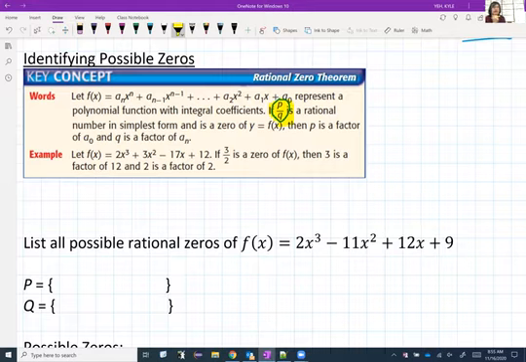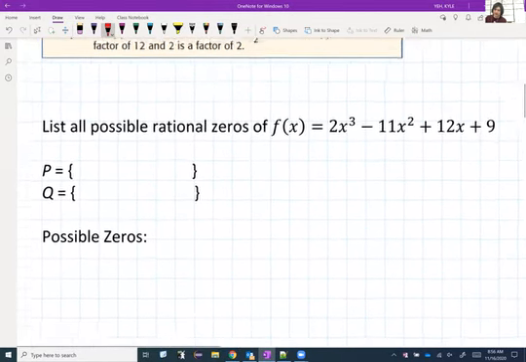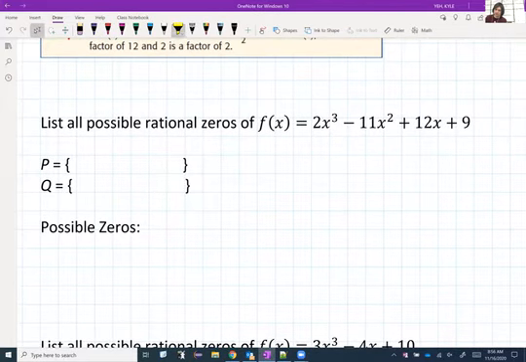It says that if there is a rational zero, rational meaning it can be expressed as a fraction, zero meaning solution, then there aren't an infinite number of possibilities as to what those zeros could be. Here's how it works. We have a polynomial here, I'm highlighting in yellow, 2x cubed minus 11x squared plus 12x plus 9.